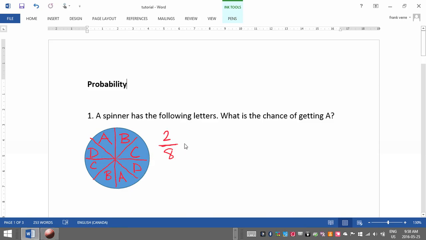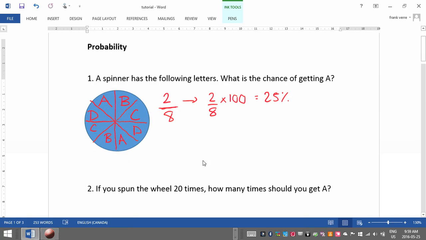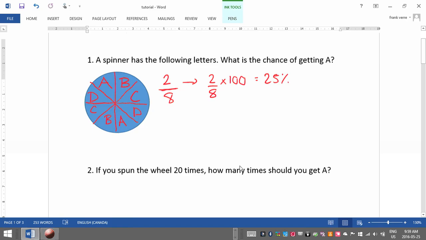Now if you want that as a fraction, it's 2 out of 8. If you want it as a percentage, then you just do 2 divided by 8 times 100%, which I believe is about, no, it actually is 25%. So it ends up being 0.25 times 100. Okay? Alright, let's try the next one.